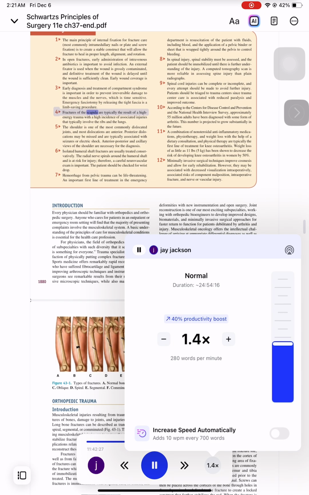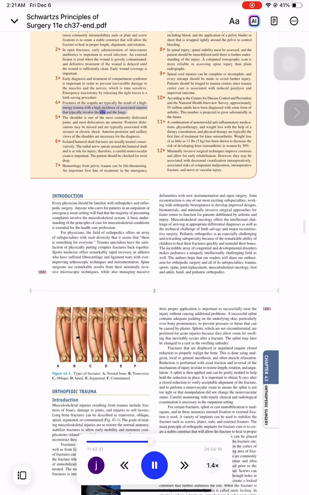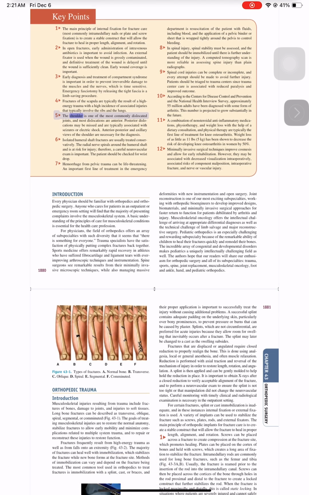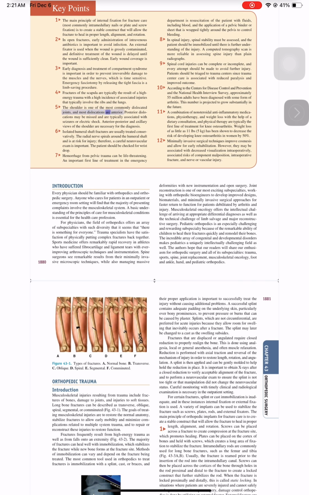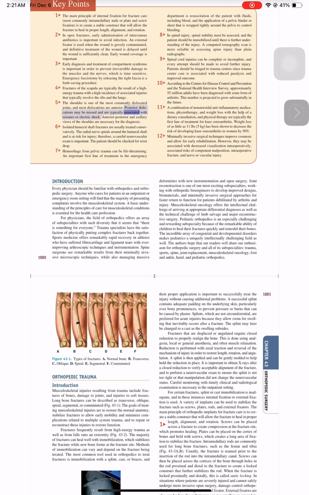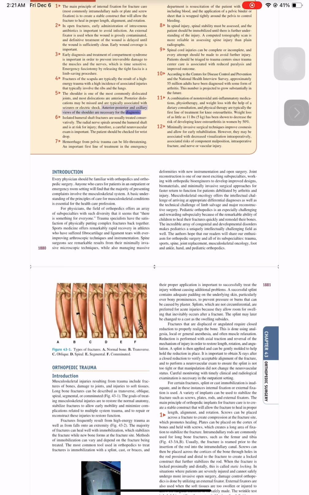4, fractures of the scapula are typically the result of a high energy trauma with a high incidence of associated injuries that typically involve the ribs and the lungs. 5, the shoulder is one of the most commonly dislocated joints, and most dislocations are anterior. Posterior dislocations may be missed and are typically associated with seizures or electric shock. Anterior, posterior, and axillary views of the shoulder are necessary for the diagnosis.